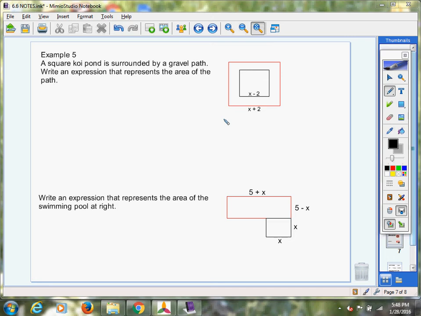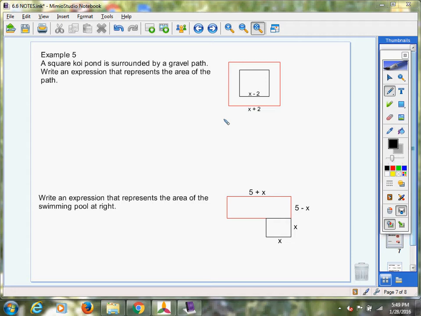Algebra students, we're back and we are getting ready to do example, I think that should be example 4. It says 5, but it should be example 4. And we're in section 6.6, and we are going to apply our knowledge about multiplying binomials together. So I think you're going to hopefully really get this and be able to see how to do this.